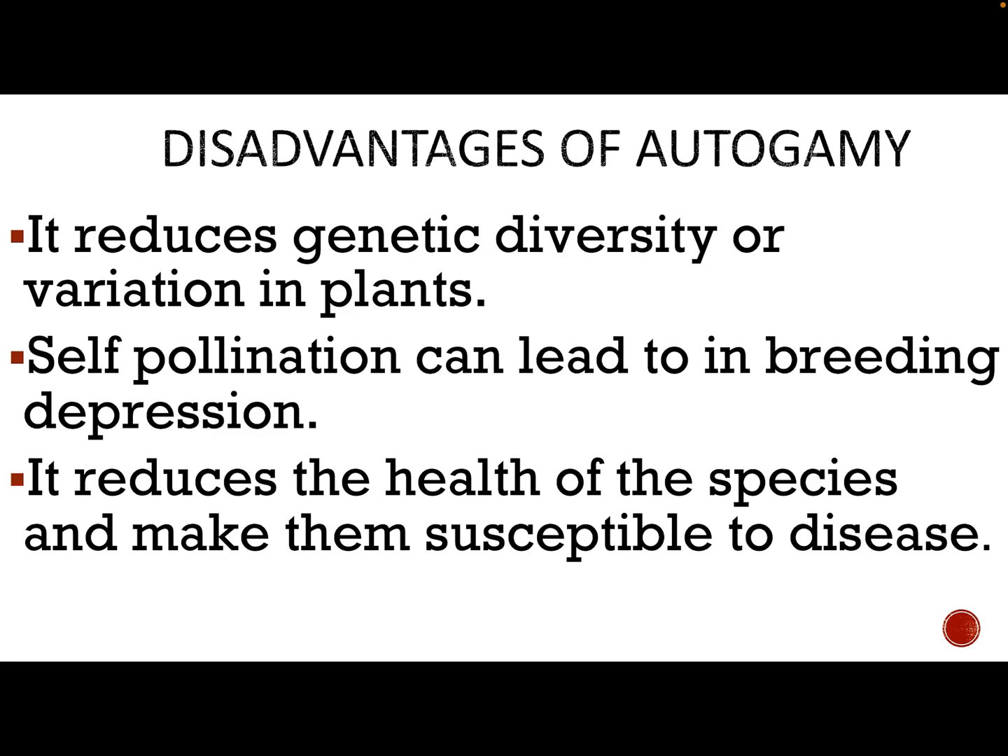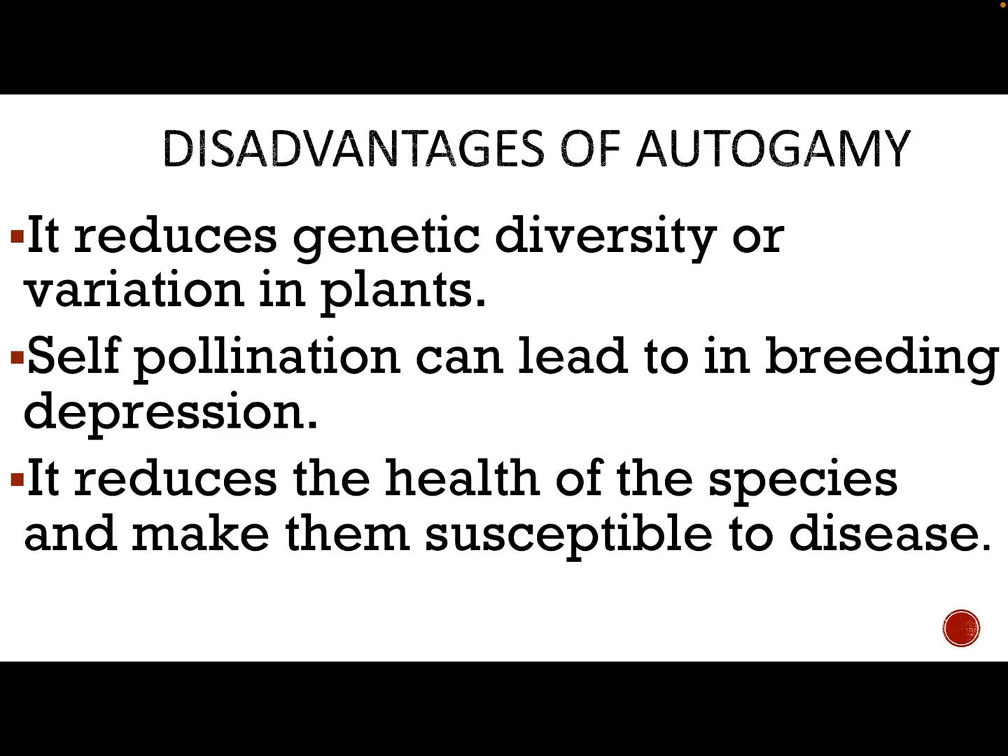Self-pollination can lead to inbreeding depression. Inbreeding is one word. Here I have written it with some space in the word, but that is not right. It is one word. Inbreeding depression means that when the plant is doing self pollination, there will be no genetic diversity, and the plant can show inbreeding depression. It reduces the health of the species and makes them susceptible to disease.